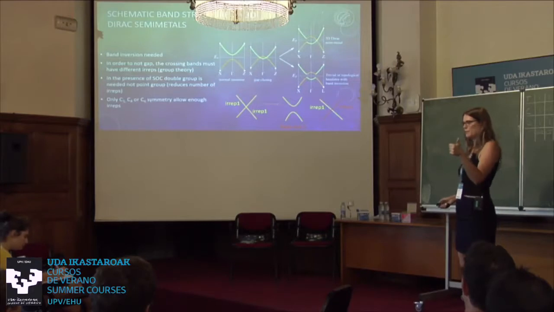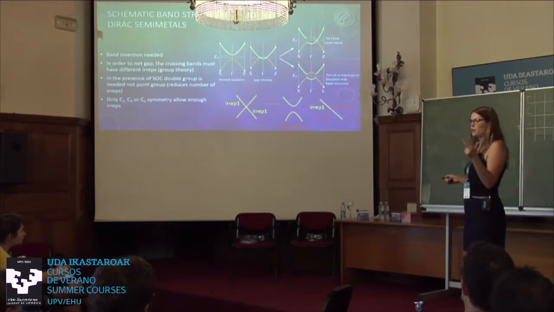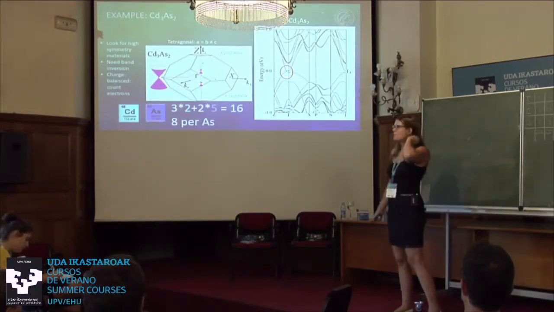Okay, so we have three rules: high symmetry, electronegativity difference, spin orbit coupling, and charge balance. Let us look at how this works for the known 3D Dirac semi-metals.